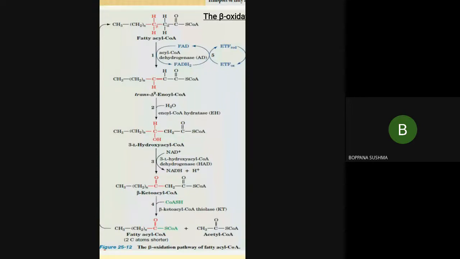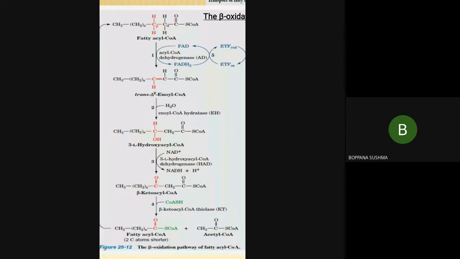In the first step, what happened? Fatty acyl CoA undergoes oxidation to form trans delta 2 enoyl CoA by the enzyme dehydrogenase. Here FAD is reduced into FADH2. Next, the second one, hydration. Hydration means addition of a water molecule.